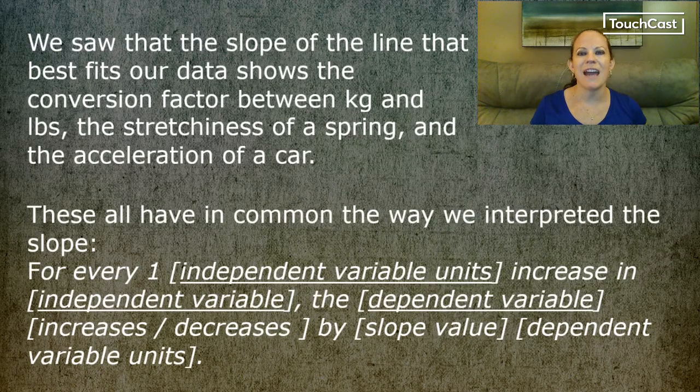So we just looked at 3 different data sets, and we got 3 different meanings of the slopes. So we saw the slope of the line that best fits our data shows the conversion factor between kilograms and pounds, the stretchiness of a spring, and the acceleration of a car. And these all have in common the way we interpreted the slope.